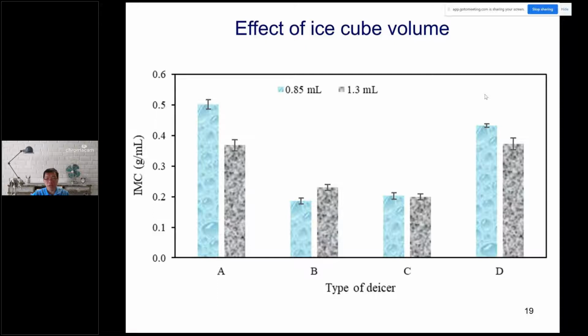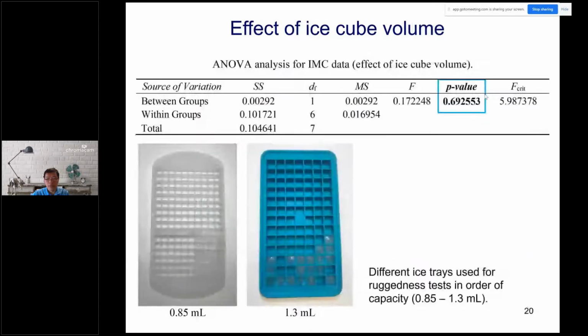Now, what about the ice cube volume? Because we play with 2 different volumes: one is 0.85 milliliter versus 1.3 milliliter. And again, the p-value is much greater than 0.05. That means the test result is not sensitive to this variation in the ice cube volume.